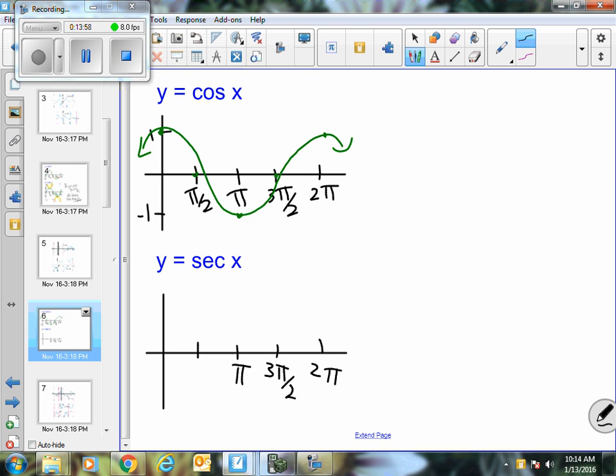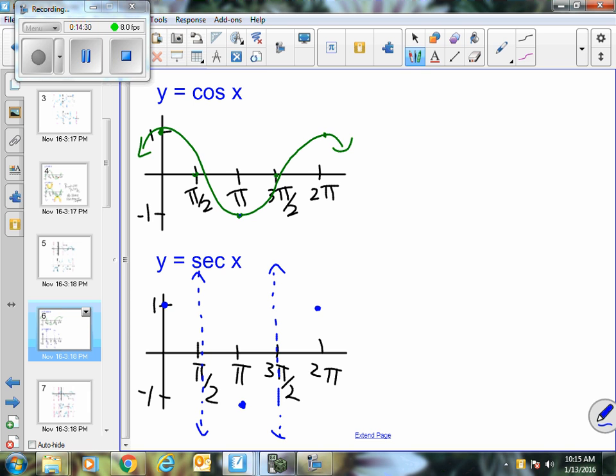So we have the same period for both of these functions. All right, we're going to do the same thing we did last time then. We're going to take every point on cosine and do the reciprocal. So reciprocal of 1 would be 1. At pi over 2, it was 0, so that means it's going to be undefined. Where else would this graph be undefined then? Where else is cosine 0? 3 pi over 2, so it's going to be undefined there as well. At pi, it was negative 1, so it's still going to be negative 1. Reciprocal of negative 1 is still negative 1. And at 2 pi, still 1.